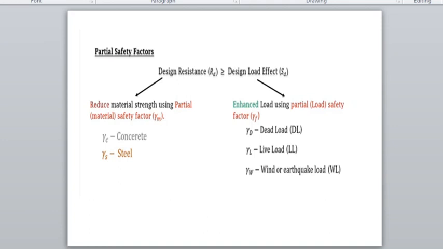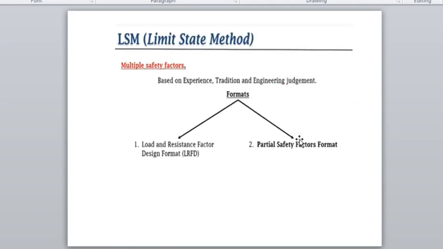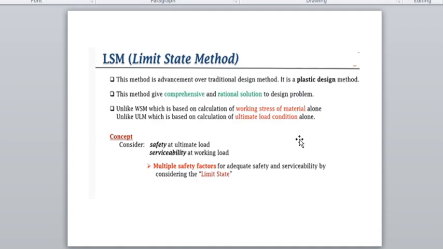For ending this class, I am just summing up everything. Since there is a switching between this PPT and the PDF, there is some lag in time, so bear with me. This was the class, we started from here. That is the limit state method. The limit state method is the most advanced method. It is a plastic method. Here we are using two conditions, safety and serviceability. For safety we are taking up to the ultimate load. For serviceability we are considering the working load.